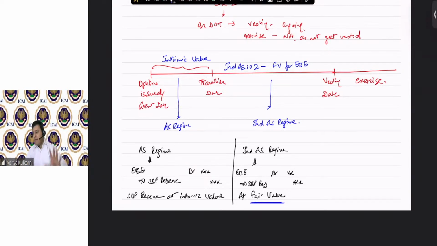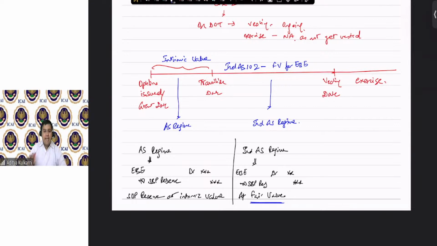Forget 101. Let us talk about Ind AS 102. Ind AS 102, which fair value do you take? Do you take the fair value on the grant date for stock options? Do you take fair value on any other date? Or do you revise the fair value year after year and take the impact? What do you think? Come on, tell me. Fair value on the grant date. Exactly. You take fair value on the grant date.